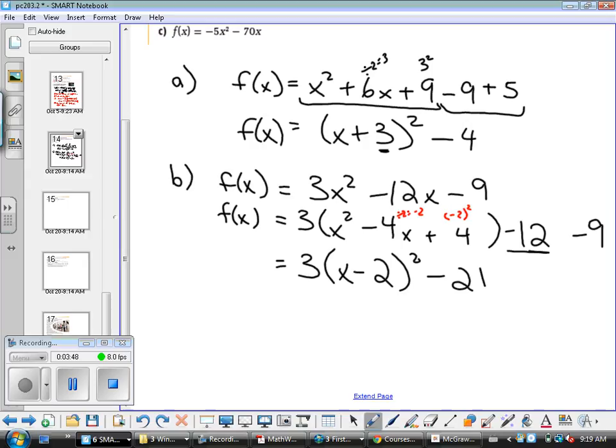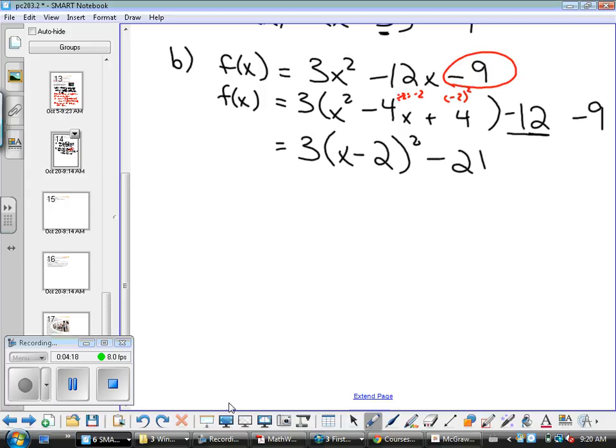So again, I know a lot about this one already. I know that it has its vertex at 2 and -21, and that it's got a y-intercept of -9. I know that from when it's in ax squared plus bx plus c form. This one's going to be a little narrower, because it has a 3 in front of the x squared.